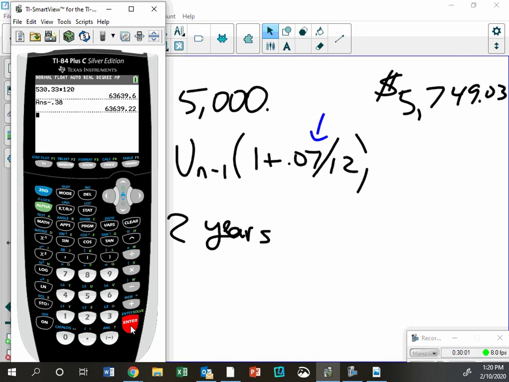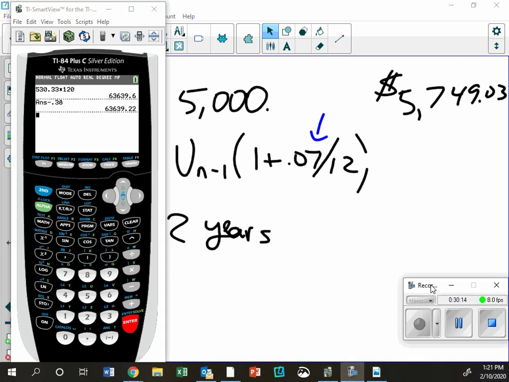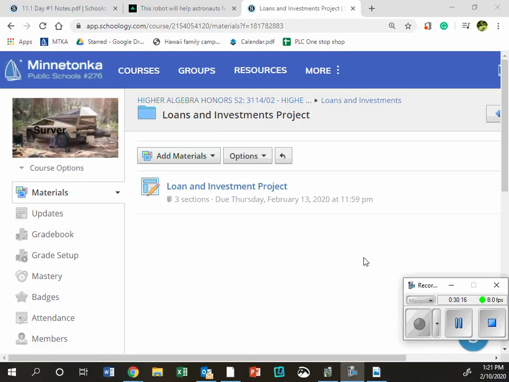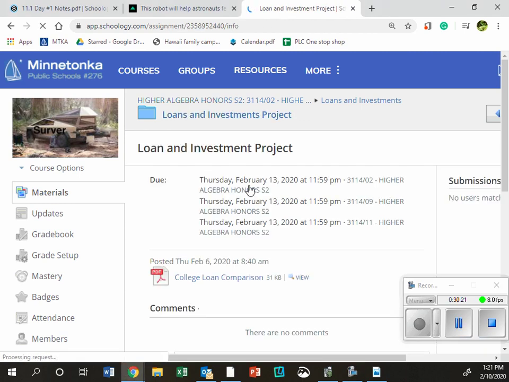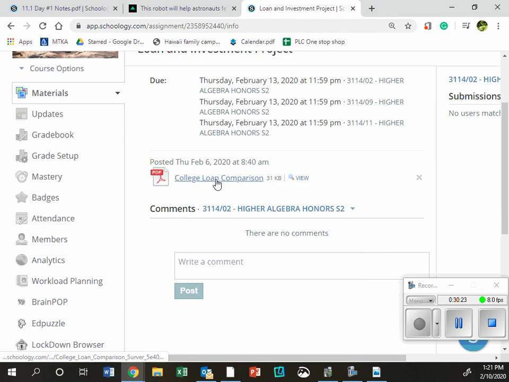All right, so that's your homework for tonight. Everybody find the worksheet, which is in Schoology. There's only one thing under today's date. I'm going to pause and show you what that looks like. Okay, so this is the loans and investment project, and you click on that, and there's only one thing in there. It's this document right here.